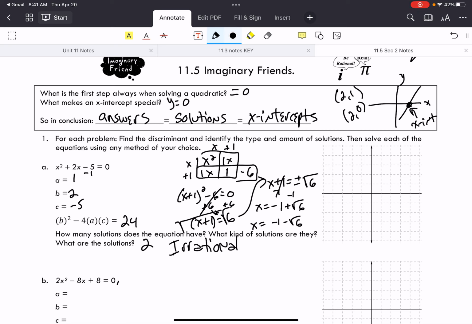Okay, so here it says, what are the solutions? Okay, so x equals -1 plus root 6, and x equals -1 minus root 6. But now we know that those solutions represent something on the graph. I don't really know how to plot that, so I'm just going to use my calculator to help me estimate where -1 plus square root 6 is.